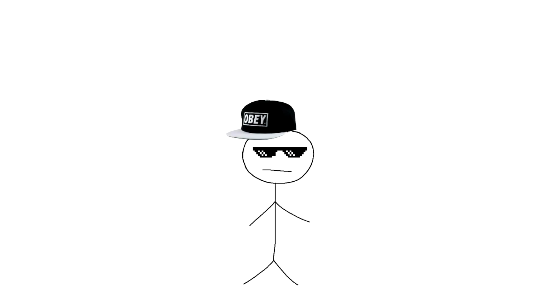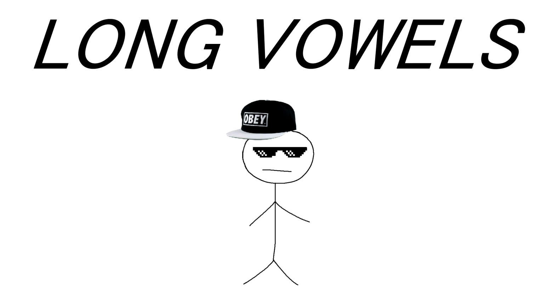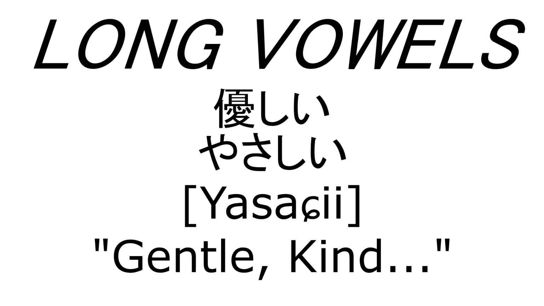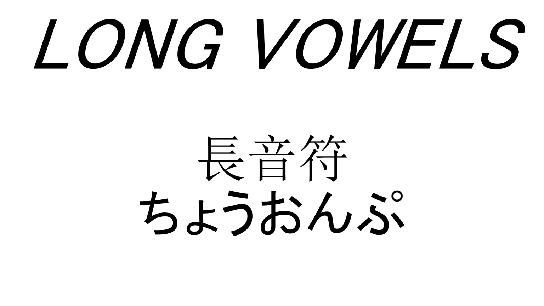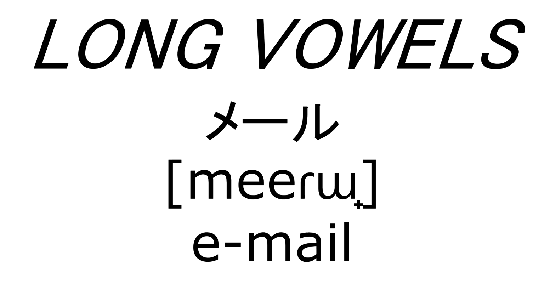On the topic of long vowels, they are handled differently in both hiragana and katakana. In hiragana, the vowel to lengthen is simply repeated. In katakana, the same applies, but for long words, a symbol called the chōonpu is used after the vowel. And that was it.